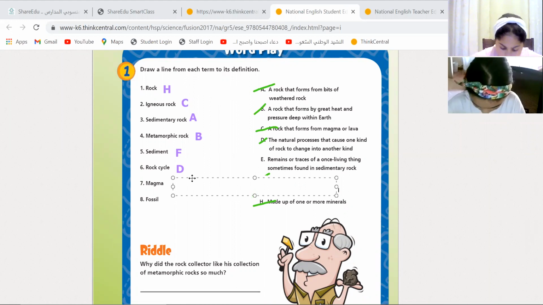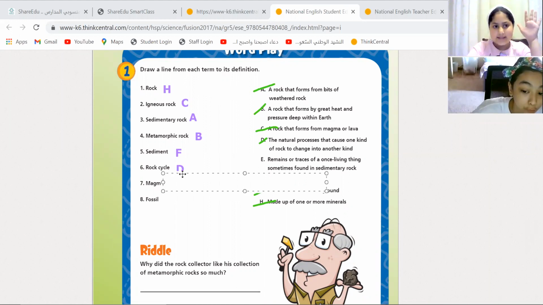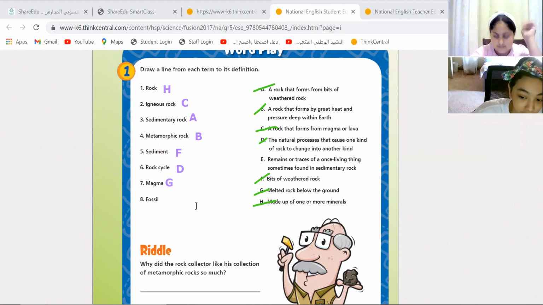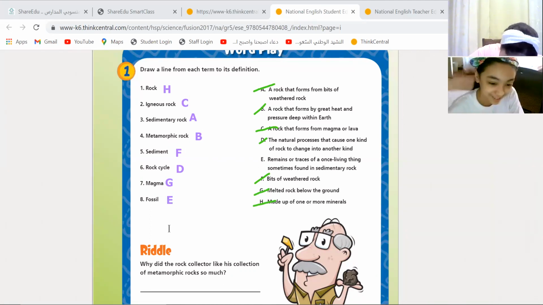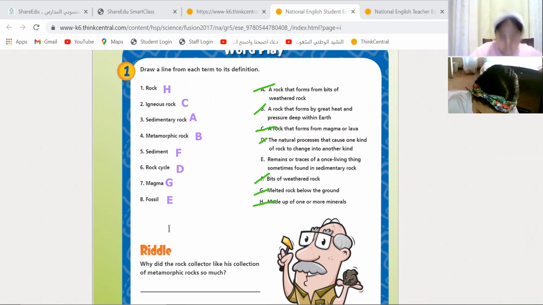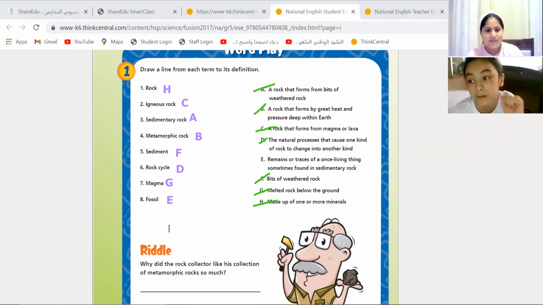Fossils. Who can read for me what are fossils? I know. It's remains of a living thing sometimes found in sedimentary rocks. Excellent. Thank you very much, E. Now the riddle, please. Why did the rock collector like his collection of metamorphic rocks so much? Why? Yes, Amal, why? They change. Excellent, because it was igneous.